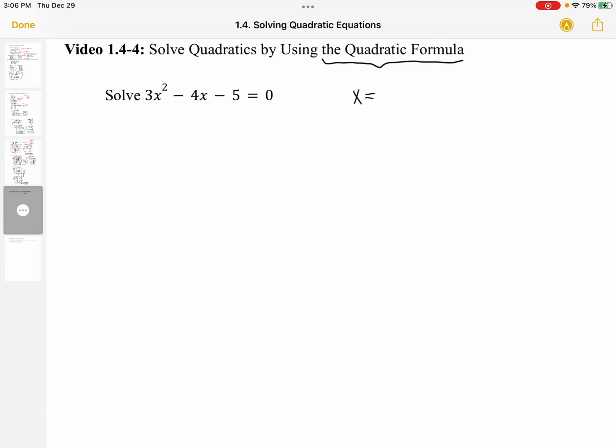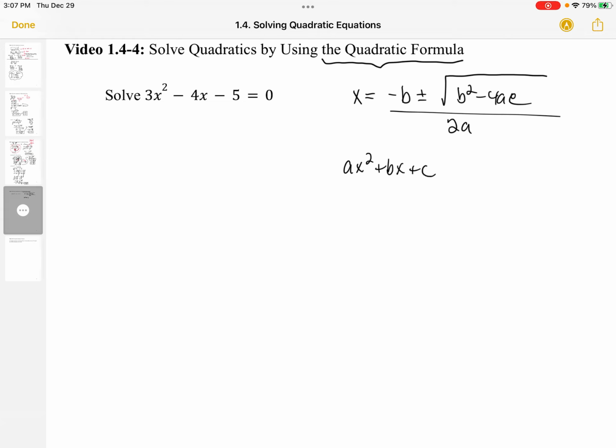The quadratic formula is x equals negative b plus or minus the square root of b squared minus 4ac, all divided by 2a. And that is for finding values of x for a quadratic that is in the form ax squared plus bx plus c is equal to 0. So we're given this equation, 3x squared minus 4x minus 5. So a is equal to 3, b is equal to negative 4, and c is equal to negative 5. Notice I'm taking the signs in front of each one of these terms. So now it's just a matter of plugging and chugging.